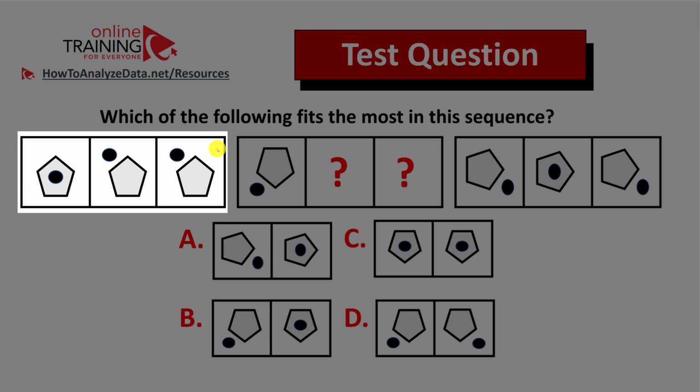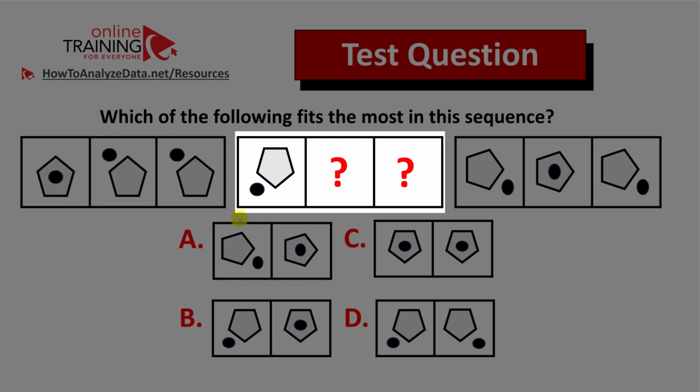The first object has 3 squares with different shapes inside. The second object also has 3 squares with different shapes inside, but 2 of the squares are missing, and this is what you would need to figure out.